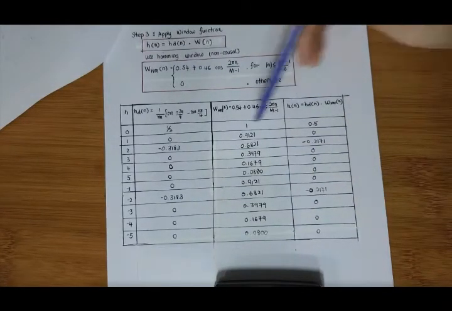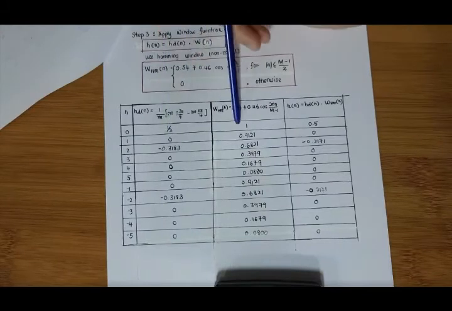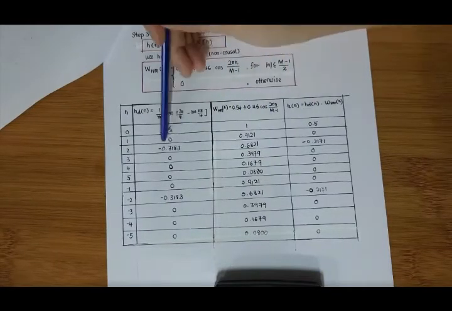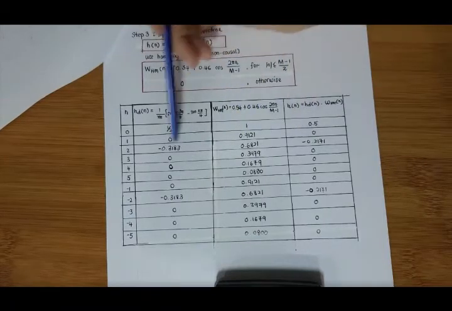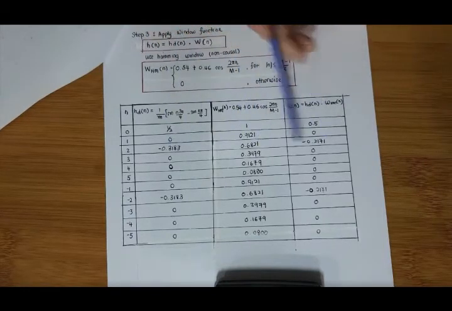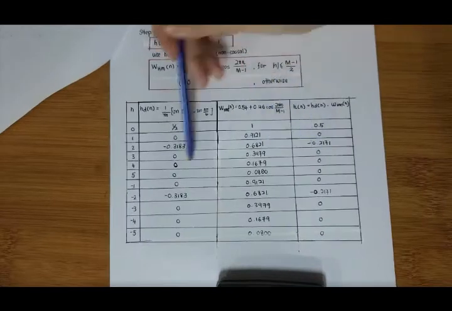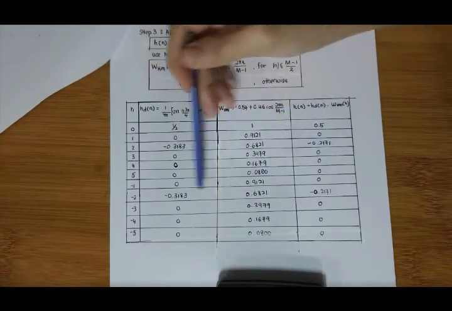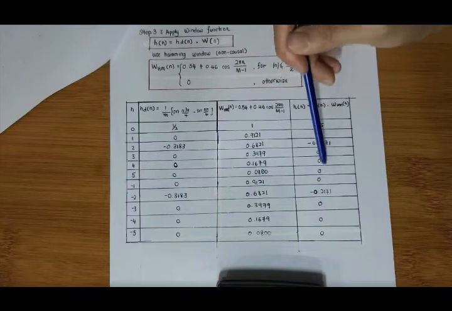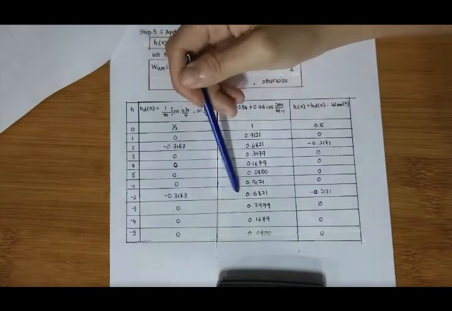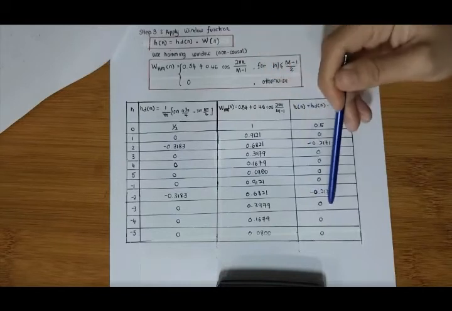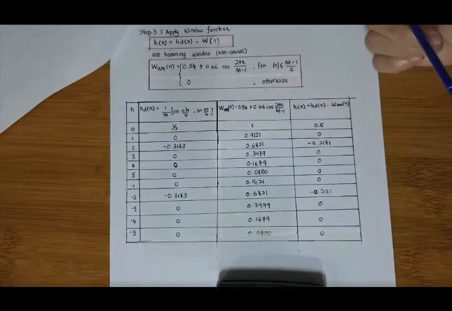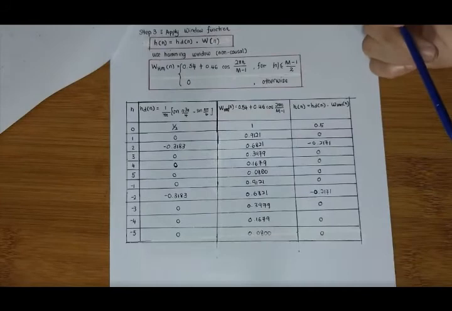Then you repeat for here, 0.5 multiplied by 1, you get 0.5. 0 multiplied by 0.9121, you get 0. Here you do the same. Here you do the same. Here you do the same. You multiply, you get 0, 0, 0. Here you multiply, you get 0.2171 and then 0, 0, 0. Then you get your answer.